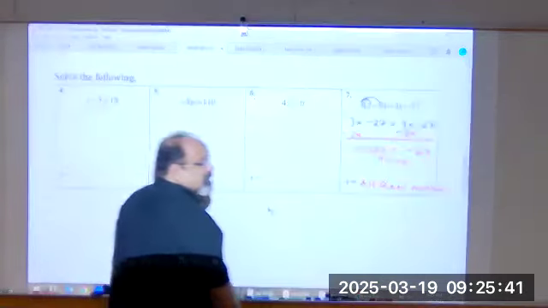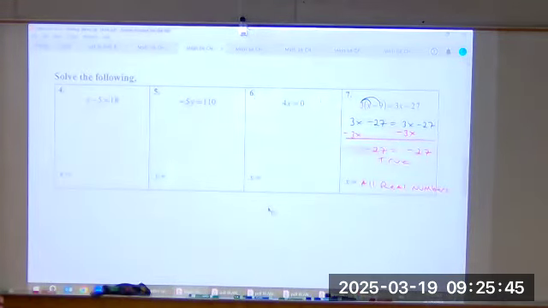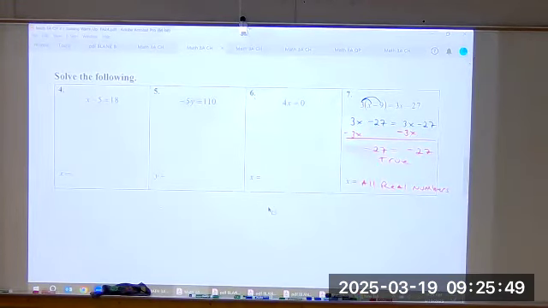Because when the x's cancel out, what that means is it doesn't matter what you plug in for x, it's always going to cancel out. What we have left over is always going to be a true statement. No matter what I plug in, it's going to work. So everything works. All real numbers work.